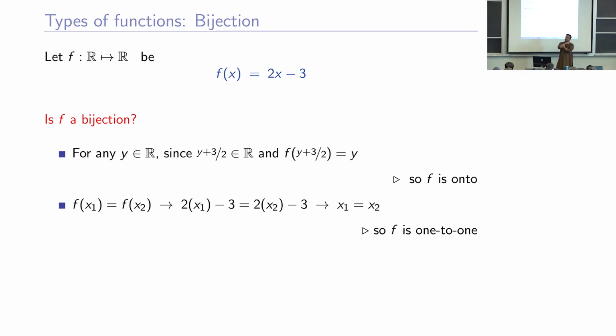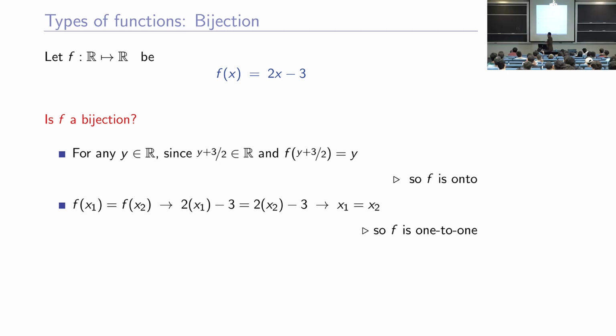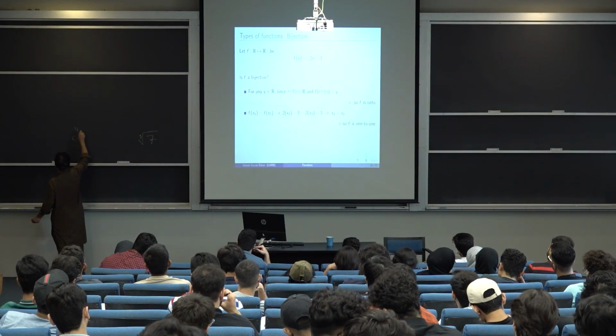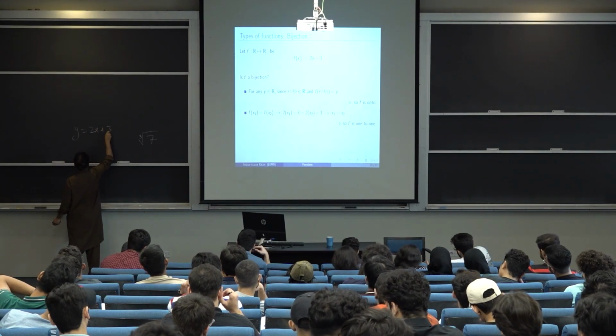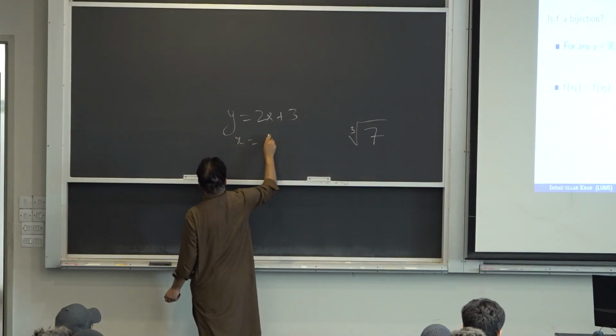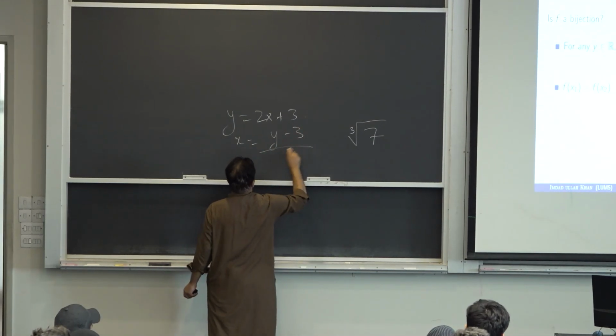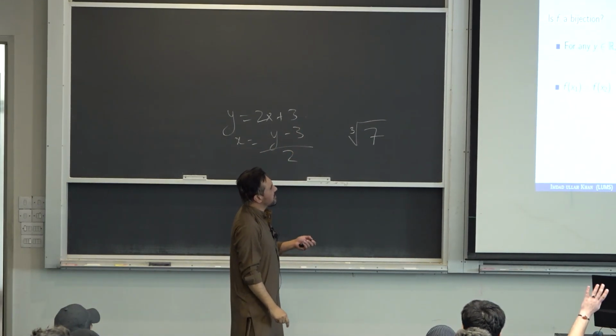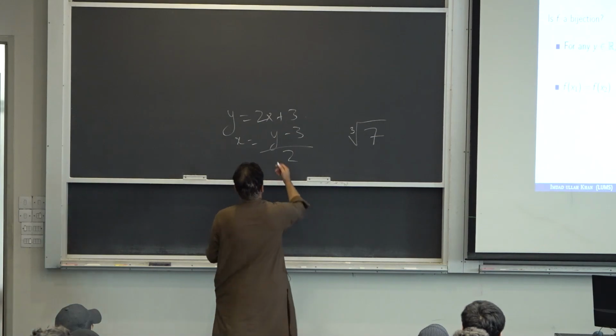And this function is onto because for any real number y, what is f of (y plus 3) divided by 2? If you apply f to (y plus 3) divided by 2, it will give you y. It's a simple thing. So I want y to be equal to 2x minus 3. You solve for x, you get x to be, what? Oh, it's plus 3 divided by 2.